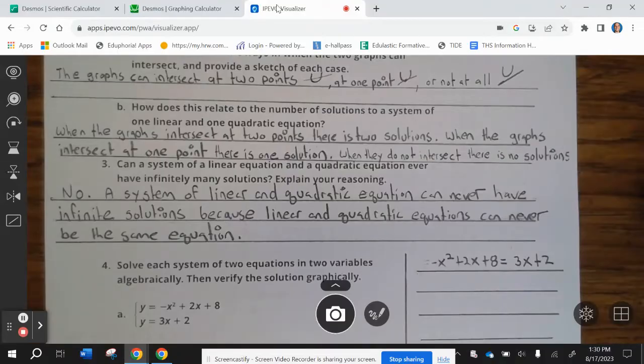When the graphs intersect at 2 points, there are 2 solutions. When the graphs intersect at 1 point, there is 1 solution. When they do not intersect, there are no solutions. Can a system of a linear equation and a quadratic equation ever have infinitely many solutions? Explain your reasoning. No, a system of linear and quadratic equations can never have infinite solutions because linear and quadratic equations can never be the same equation.